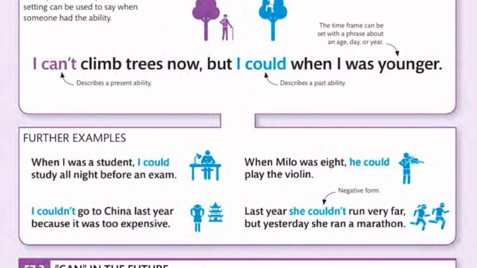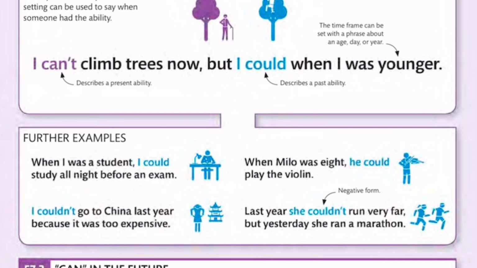Let's talk about could for past abilities. Could is the past form of can. And it is used to talk about an ability in the past. When plus a time can be used to say when someone had the ability. That is, you will use it to express your past ability. Say, for instance, I can't climb trees now. That's describing present ability. But I could when I was younger. Could is describing a past ability.